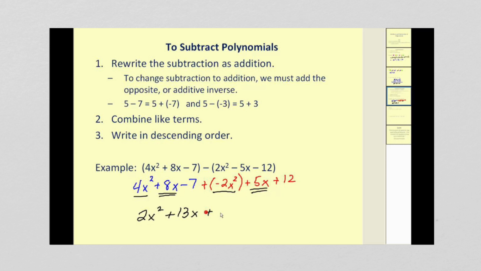To subtract polynomials. With polynomials, you can only add or subtract things that are alike. Unlike multiplying and dividing polynomials, where you can use the product and the quotient rule with exponents.